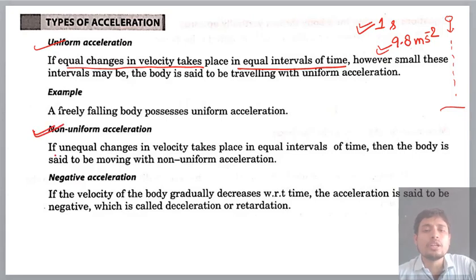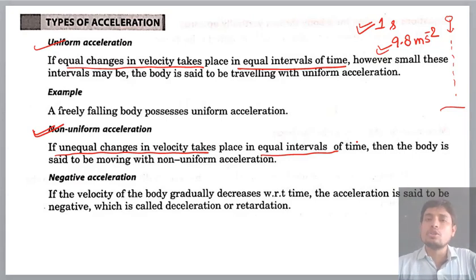Non-uniform acceleration: if there are unequal changes in velocity in equal intervals of time. Like when you are moving in the market with the accelerator in your hand on the motorcycle, sometimes you put high acceleration and sometimes you put low acceleration. It means you are changing the acceleration, and that is called non-uniform acceleration or variable acceleration.